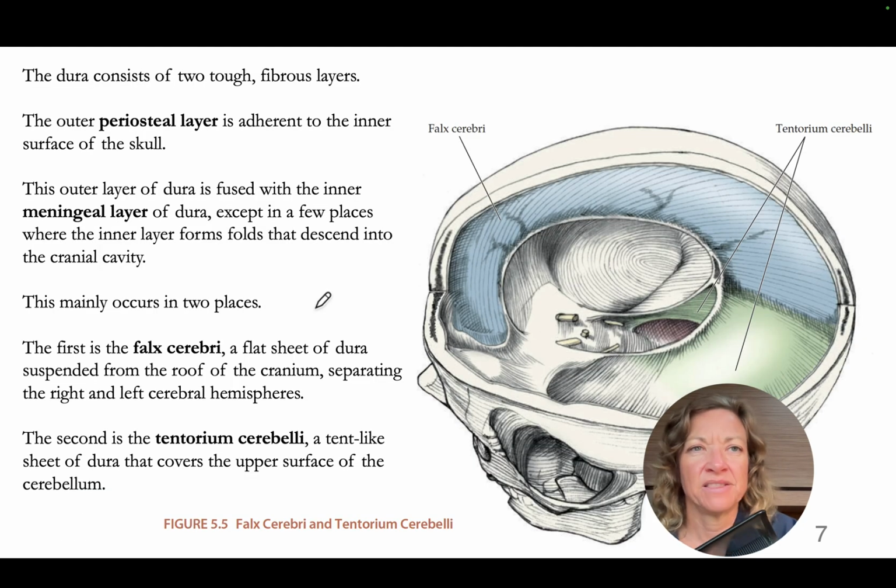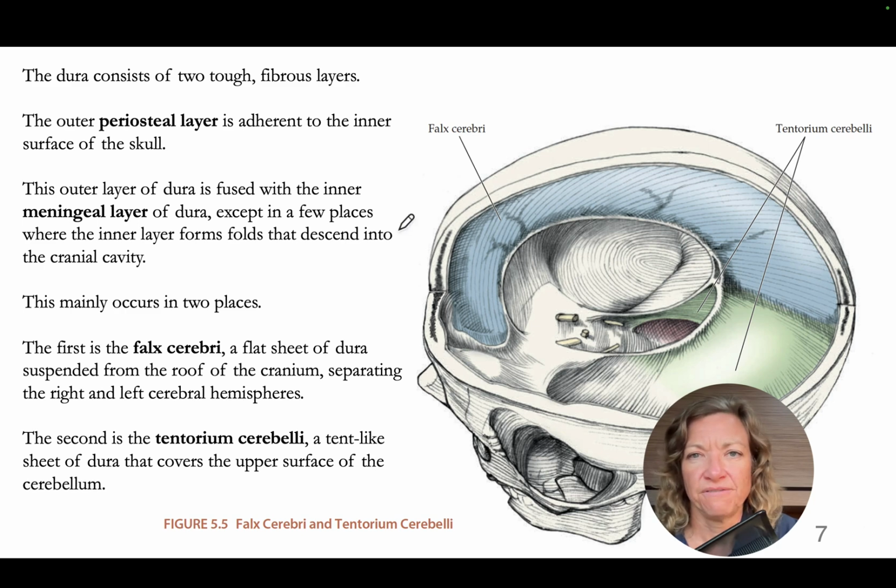So as we said, the dura consists of two tough fibrous layers, an outer periosteal layer adherent to the inner surface of the skull, and an inner meningeal layer. And they're tightly opposed, except where the inner layer descends to form those dural folds. And this mainly occurs in two places. Technically, there are 4 named anatomical dural folds. In terms of what's important clinically, especially for brain hemorrhage, there's really 2.